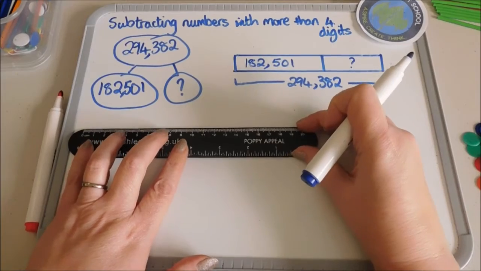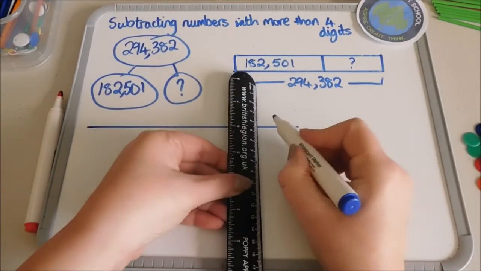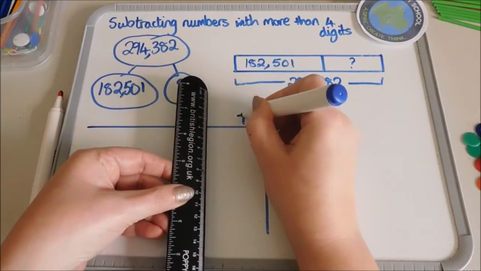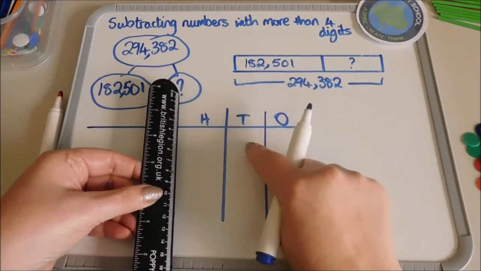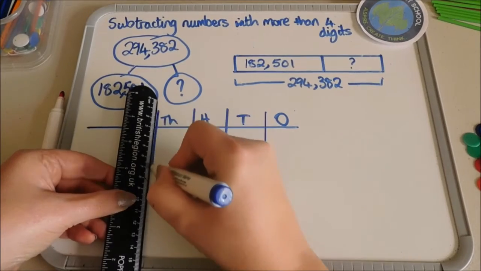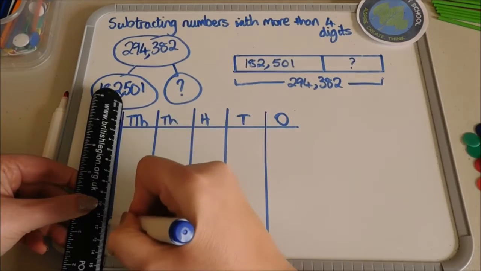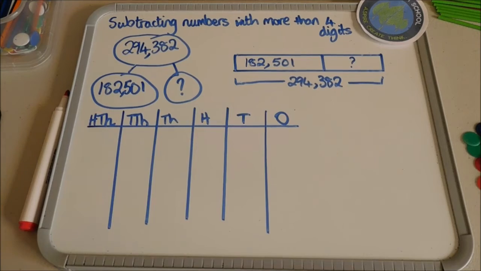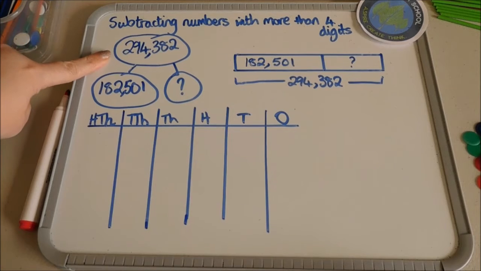So I will draw my place value grid. And I need to make sure that I have got a sufficient number of columns. So I've got my ones, my tens, my hundreds, my thousands, my tens of thousands, and my hundreds of thousands. And I will start off by putting in my whole number.